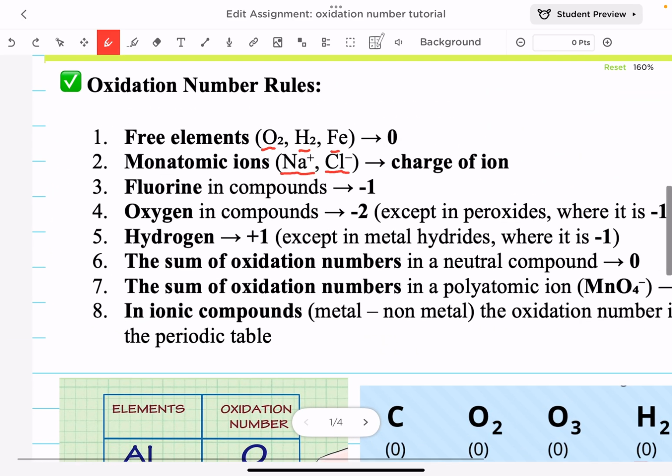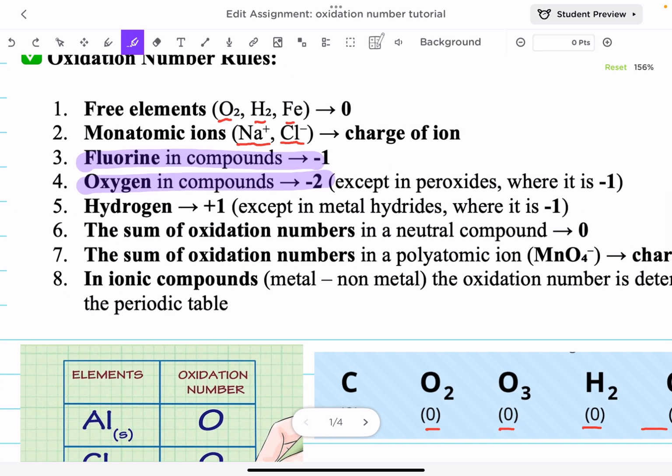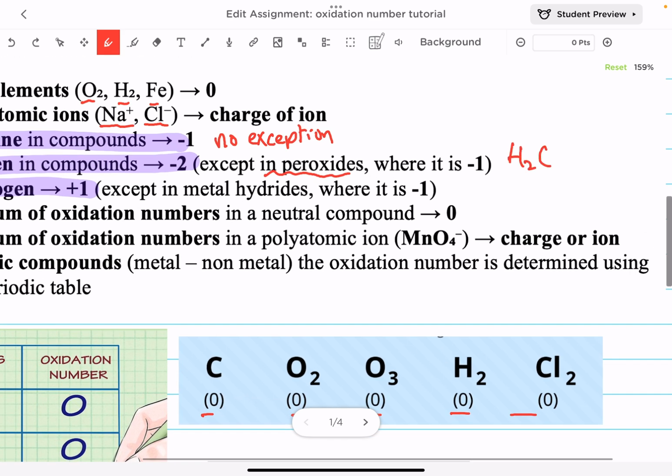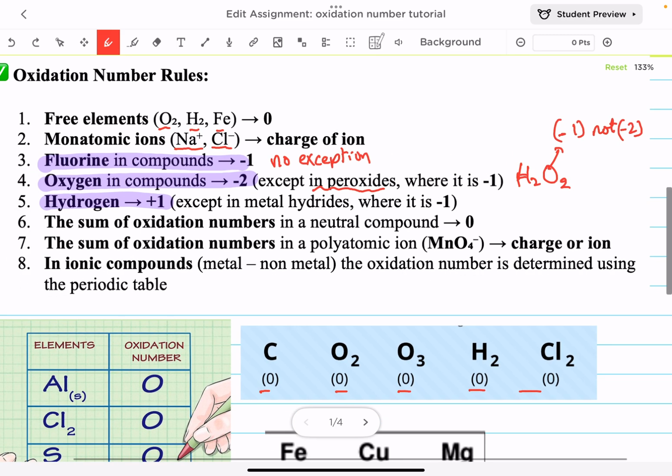Moving on. Fluorine in compounds is -1, oxygen in compounds is -2, hydrogen in compounds is +1. There are no exceptions for fluorine. There are some exceptions for oxygen, but I will only cover the exception in the peroxides. A peroxide has a formula like H2O2. In this case, O is -1, not -2. So the oxidation number of O is -1, not -2.